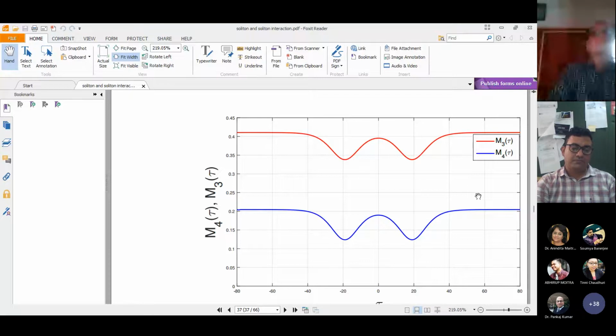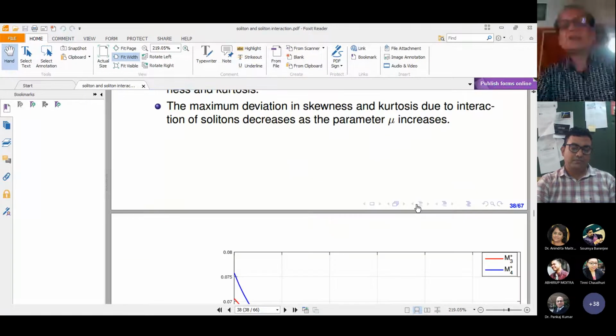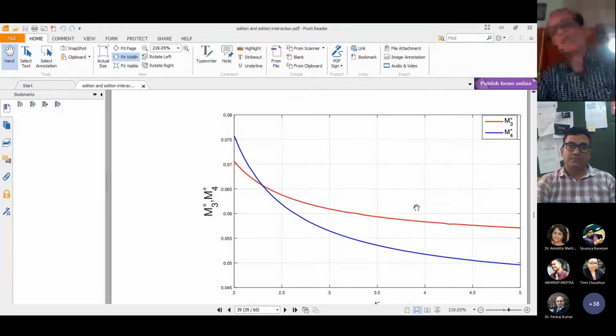So what we have seen in the figure is that in the time of interaction, the skewness and kurtosis are not constant. So the medium is disturbed. According to Kolmogorov, a little bit of slow turbulence occurs in plasma.